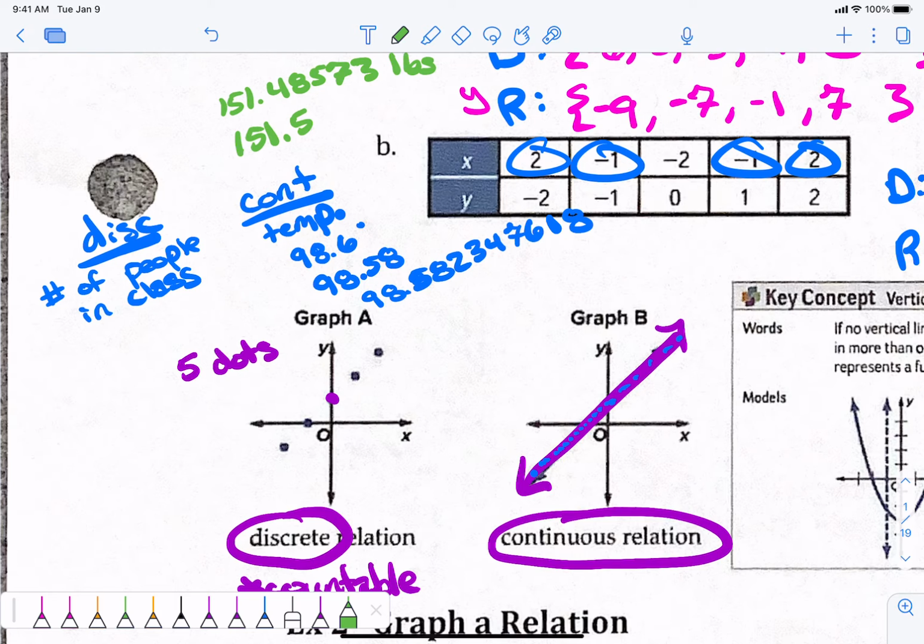All right, discrete. Give me another example of discrete. Let me do this one. What category is it, discrete or continuous? The number of stars in the sky. Discrete or continuous?